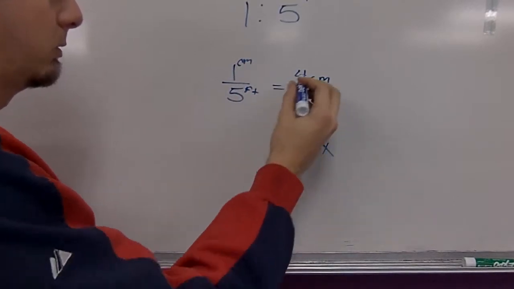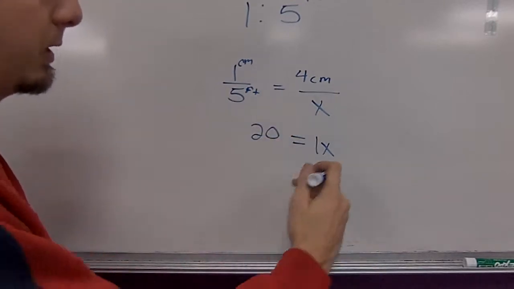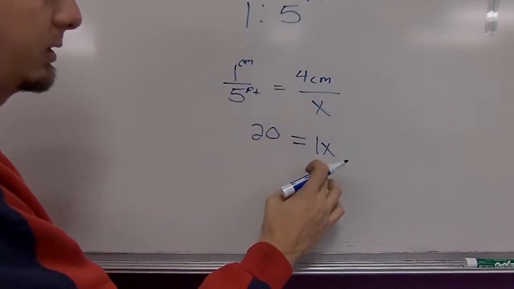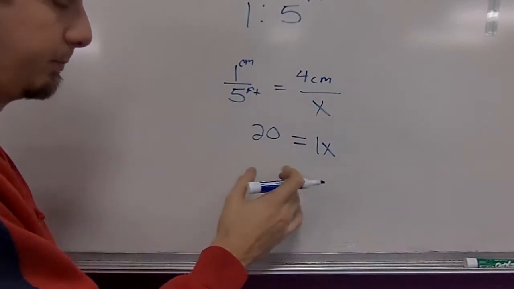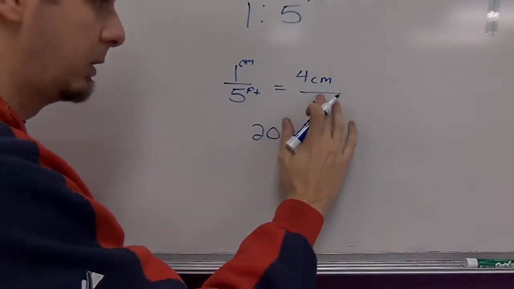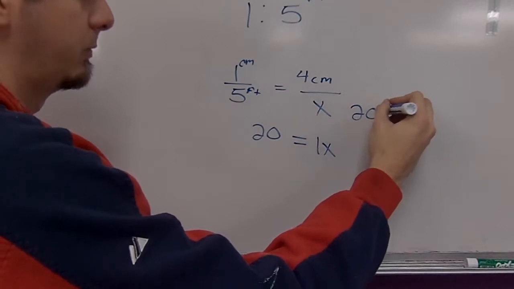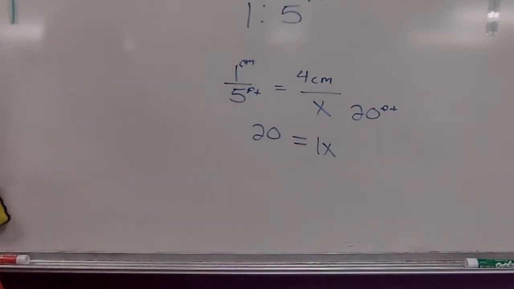1x should equal 4 times 5, which is 20. Normally we would have to do something because this would be a one-step equation, but when I did 1 times x, I got 1x. So we already know that x is equal to 20. So the actual house would be 20 feet high. Okay. And I'll do one more example of that.